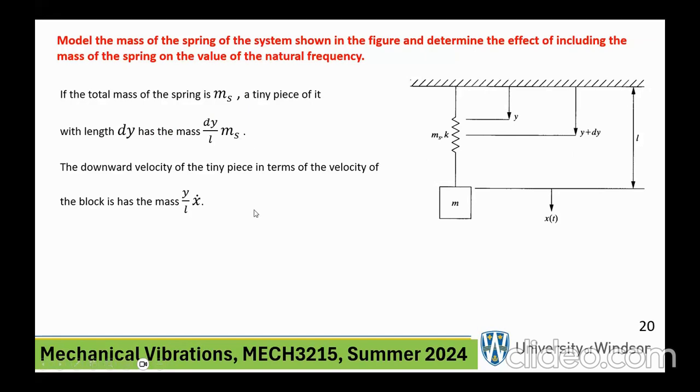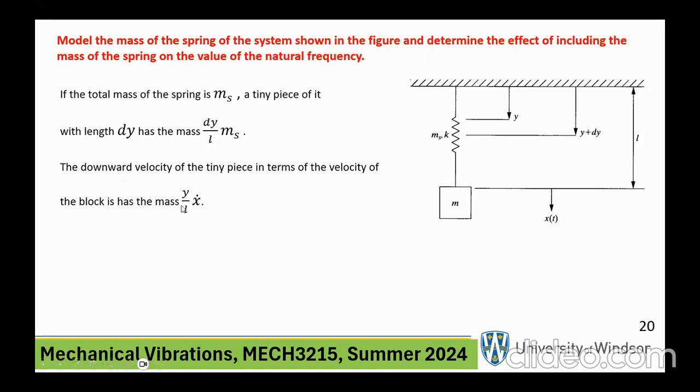Now notice that this little piece of the spring, which has that mass, also has velocity, and the velocity of it is proportional to how far away from the support you are. For example, if you're way down here, then the velocity of that point of the spring is the same as the velocity of the mass. So when y is equal to L, you get the velocity of the spring equal to x dot. When you're way up there, it's not going anywhere, so y is 0.